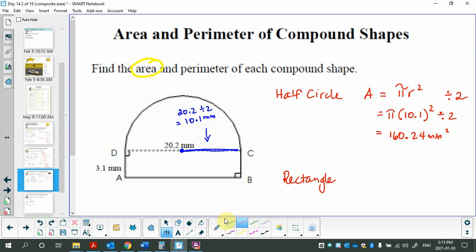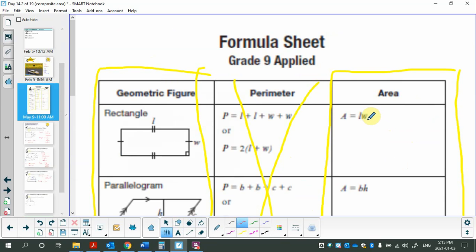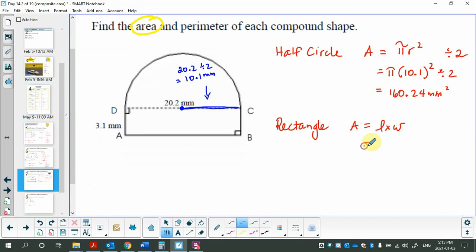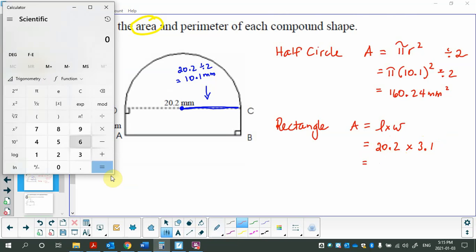Area is squared. Do you remember the formula for a rectangle? Same as the square we did. Length times width. If you forget, there it is. So the length of this rectangle is the 20.2, and the width is 3.1, so I get to multiply them together, and I'll be done except for the adding. 20.2 times 3.1, 62.62.